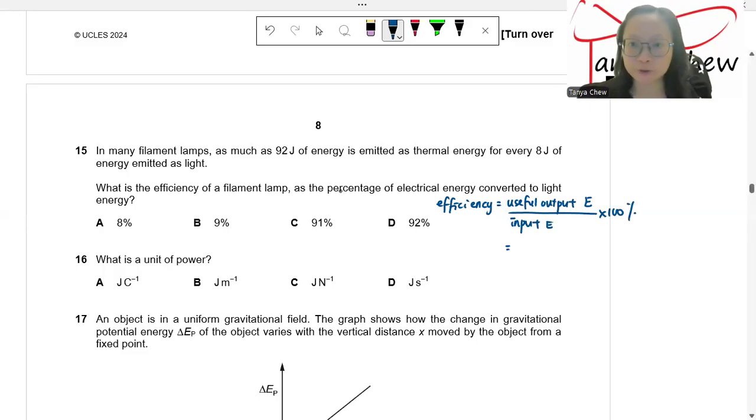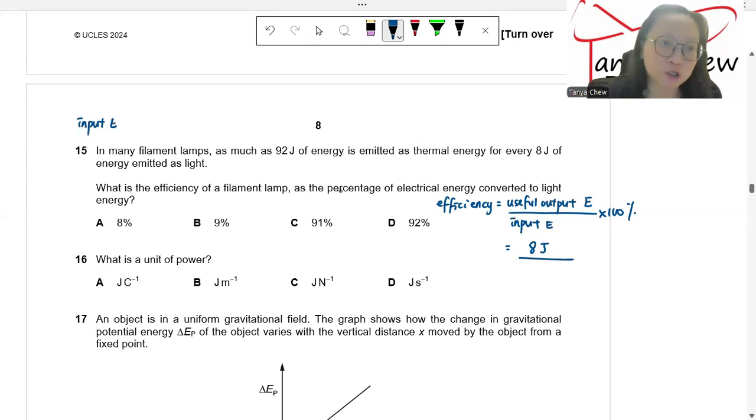Now, I have useful output energy because output energy is emitted as light energy. So 8, but I don't have the input energy. Input energy is equal to useful energy plus wasted energy. Wasted energy is 92 joules.